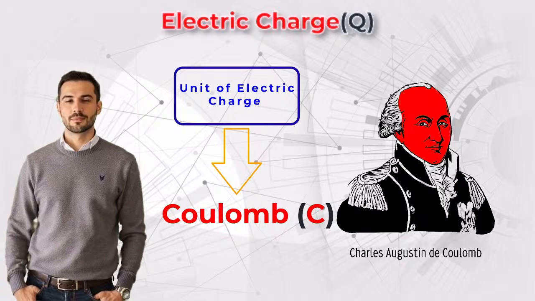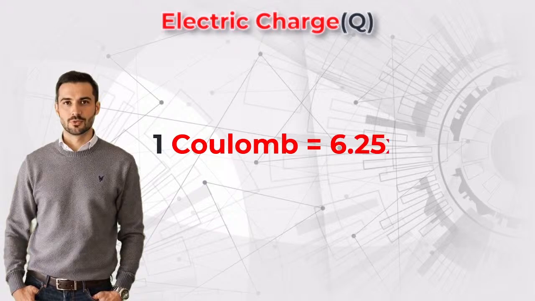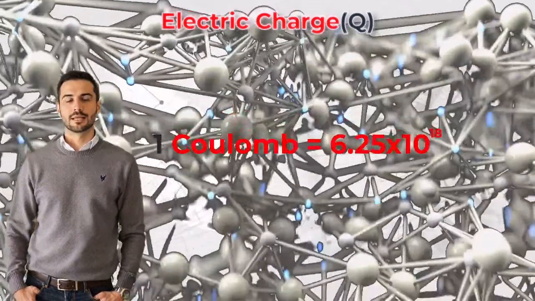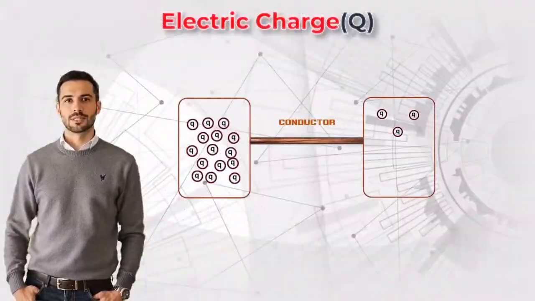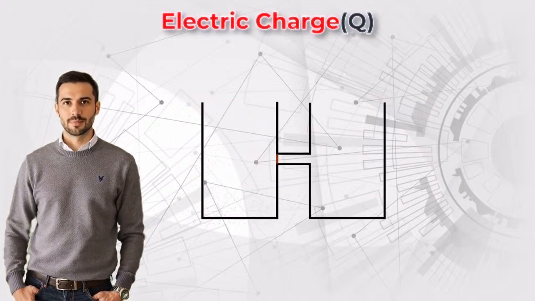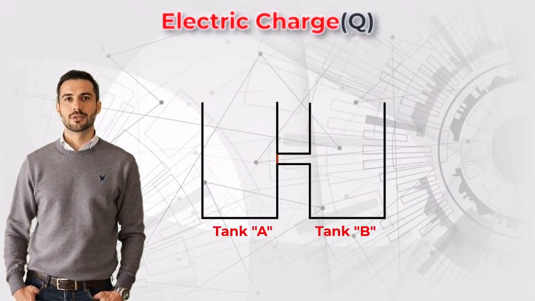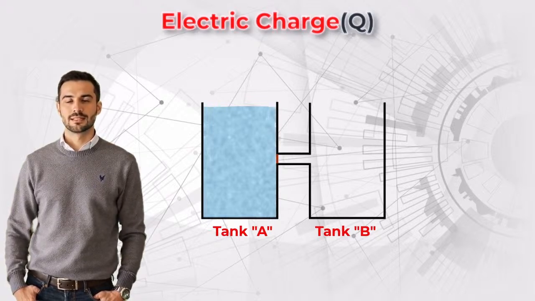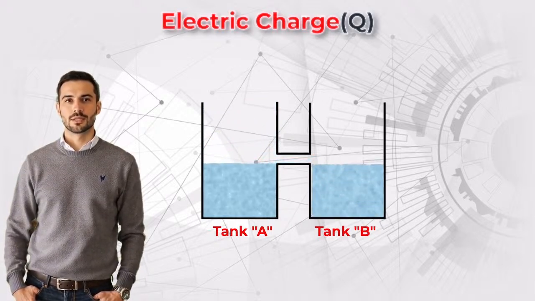Fun fact: the unit of electric charge is the coulomb, C. 1 coulomb equals the charge of approximately 6.25 x 10^18 electrons. Now, to understand how electric charge flows, let's use a simple water analogy. Imagine two tanks of equal size interconnected by a passage, with the passage initially closed. Tank A is full of water, while tank B is empty. When the passage is opened, water flows from tank A to tank B until the water levels equalize.